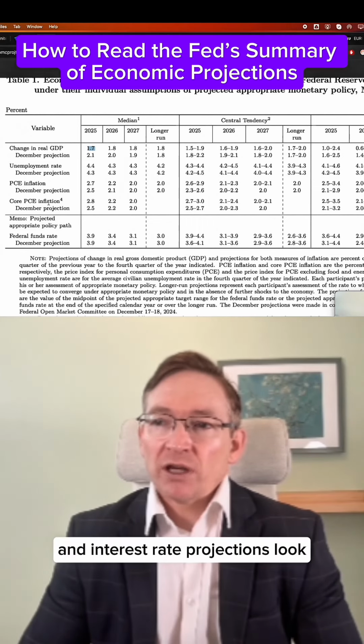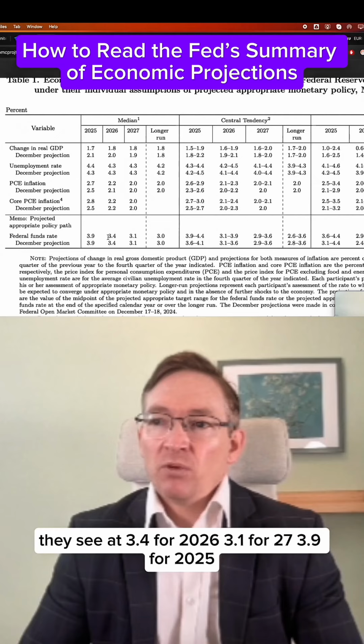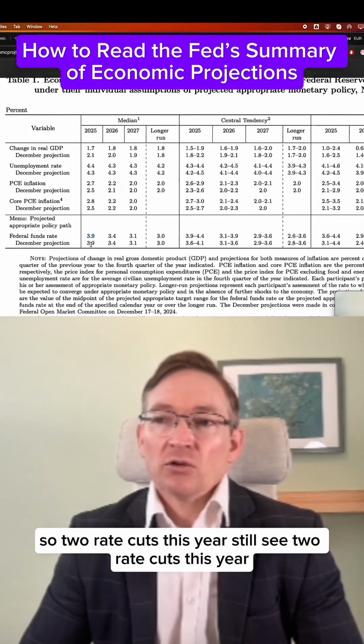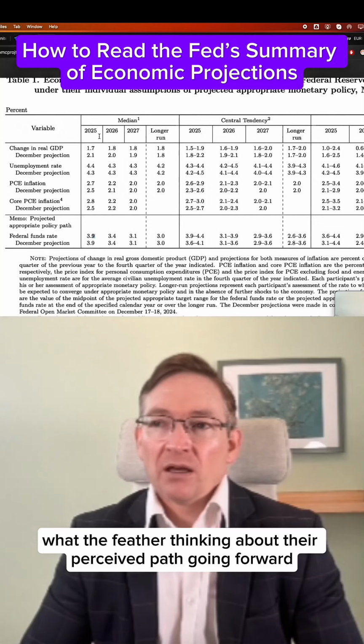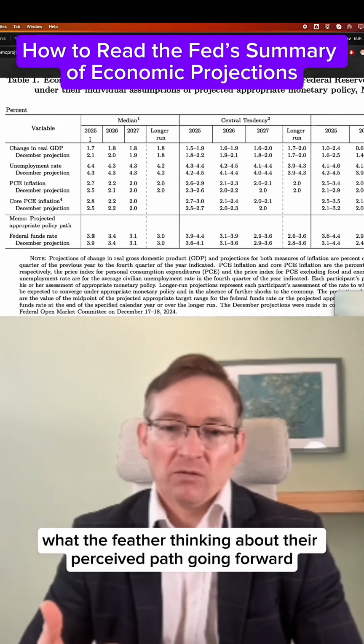So they've got a difficult job on their hands. And interest rate projections, look, they see 3.9 for 2025, 3.4 for 2026, 3.1 for 2027. So two rate cuts this year. Still see two rate cuts this year, that they did in December. So that tells you what the Fed are thinking about their perceived path going forward.